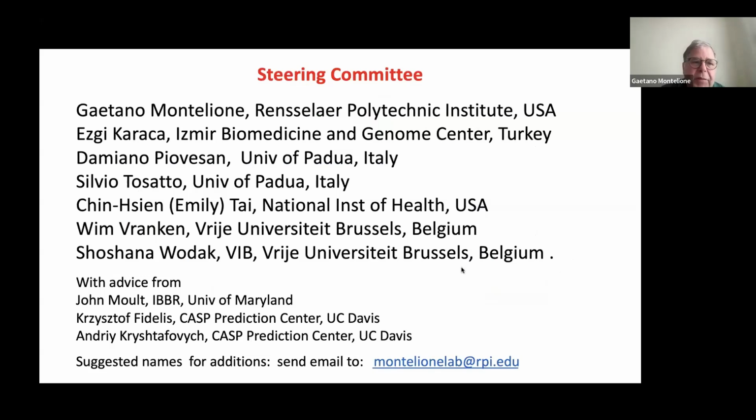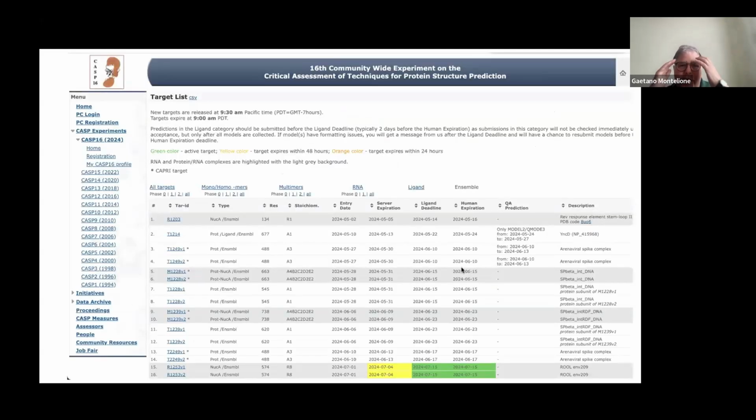So we have a steering committee who I work with to consider who to invite to present, and they're listed here. Shoshone is on the call, and I think John Moult is also on the call, and Andre, and maybe some others by now. So John and Christoph and Andre, they give us advice on how to connect this with a real CASP activity.